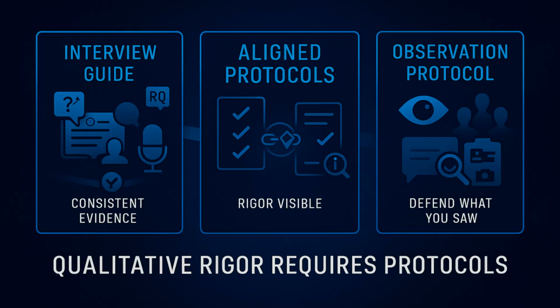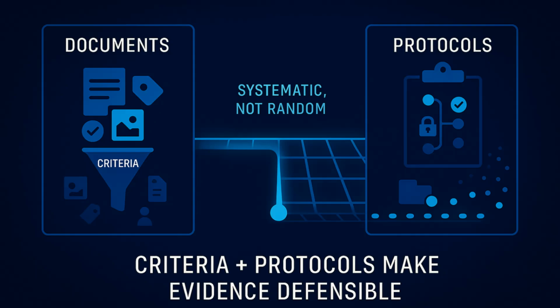Qualitative rigor also requires protocols. Interviews require an interview guide aligned to the research question and design, so that the conversation consistently gathers evidence relevant to the study. Observations require an observation protocol, so you can defend what you looked for and how you captured it. Documents require selection criteria, so you can justify why those texts or artifacts count as evidence in your study. Protocols protect credibility because they keep your data collection systematic rather than random.